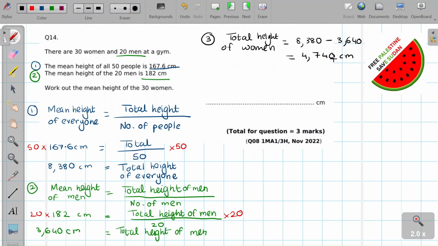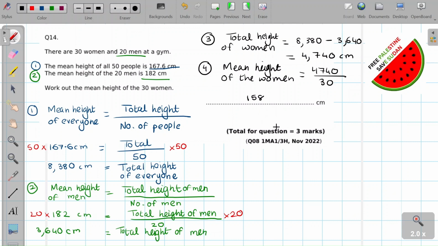Okay. So that's my subtraction done for the total height of the women. And now I'll find the mean height of the women. And that'll be the total height here divided by the number of women, which is 158 centimeters. Perfect placement. Look at that. Didn't happen in the previous question though.